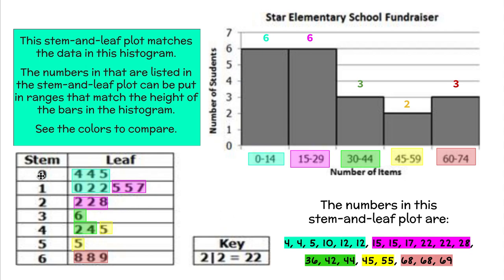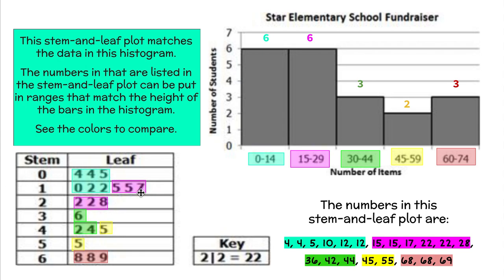My first stem is 0 and my first leaf is 4, so I would write that as 0, 4. But we say that that's just the number 4. So that would be the first number in my list here. My next stem is 0 and my next leaf is 4. So again, 0, 4 becomes 4. Stem of 0, leaf of 5 becomes 0, 5, or just written as 5.